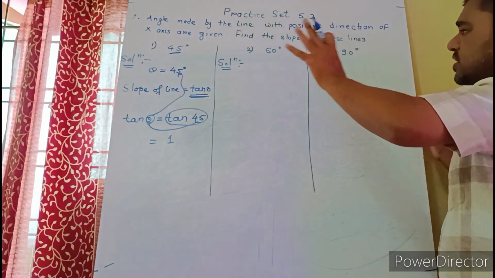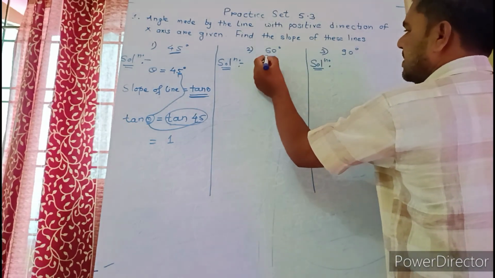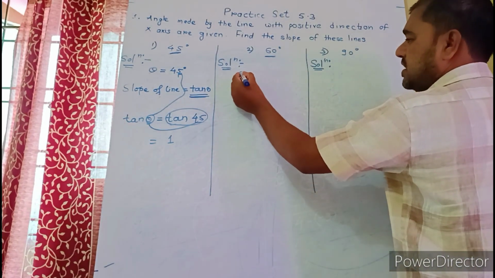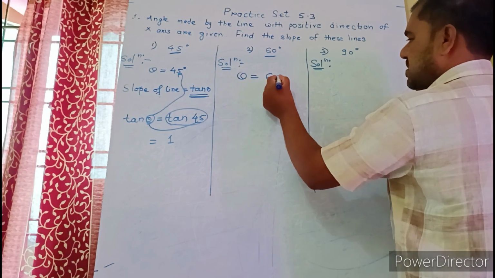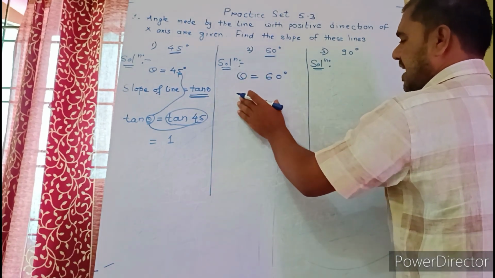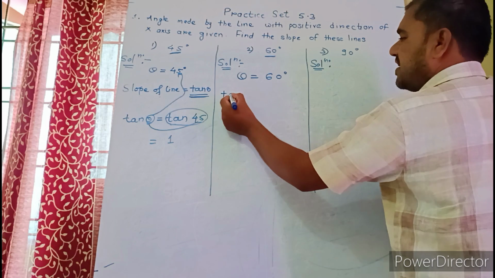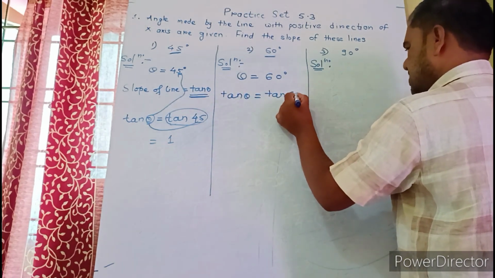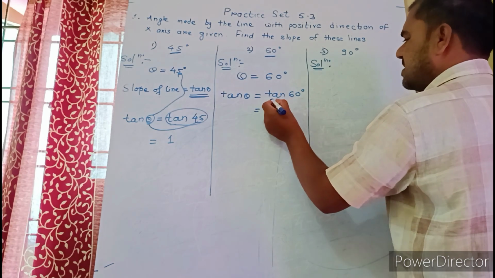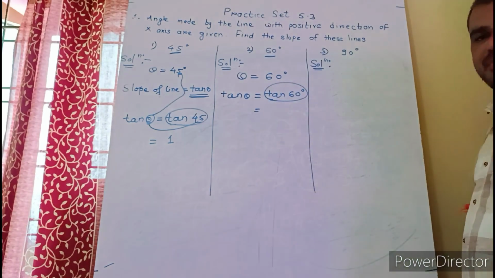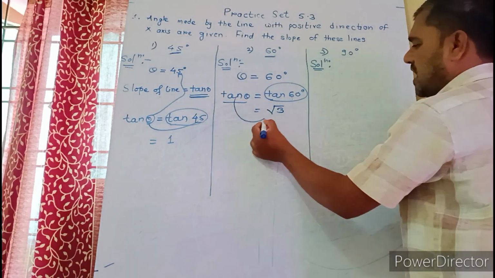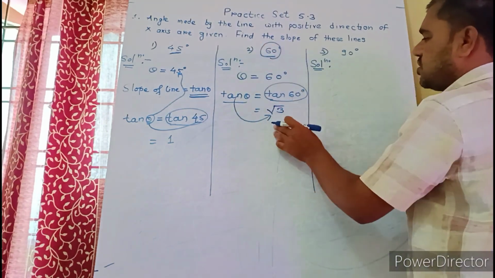Similarly, we are solving question number two, where the angle given is 60 degrees. Therefore, consider theta is equal to 60 degrees. We know the slope of the line if the angle is given is tan of theta, which is equal to tan of 60 degrees. The value of tan 60 is nothing but root 3. Therefore, the slope of the line, that is tan of theta for 60 degrees, is root 3.